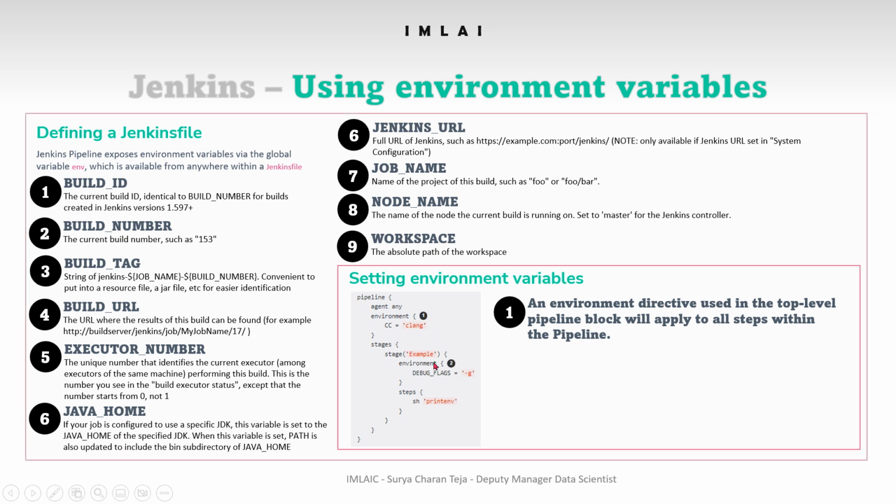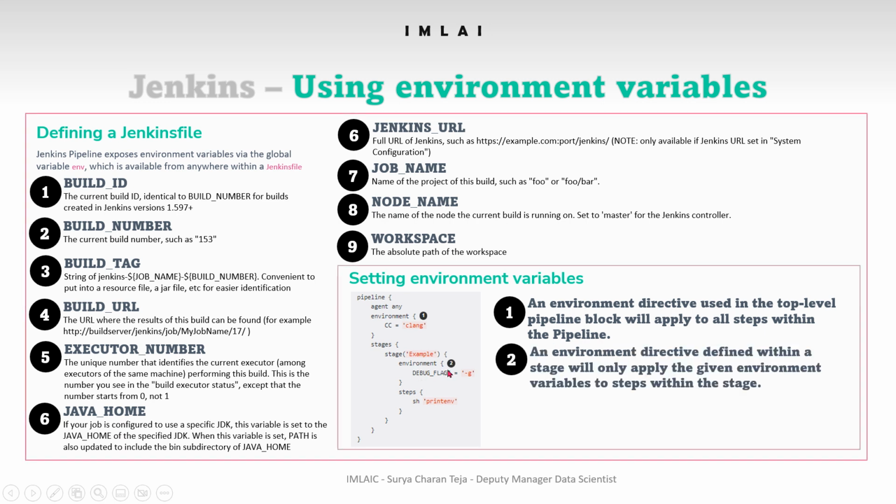Then after that you have one more environment directive which is nested. An environment directive defined within a stage will only apply the given environment variables to steps within that stage. So if it is at a top level, then it will be applied across the pipeline. If it is inside a particular stage, then the environment variables would be applied only to that certain stage.